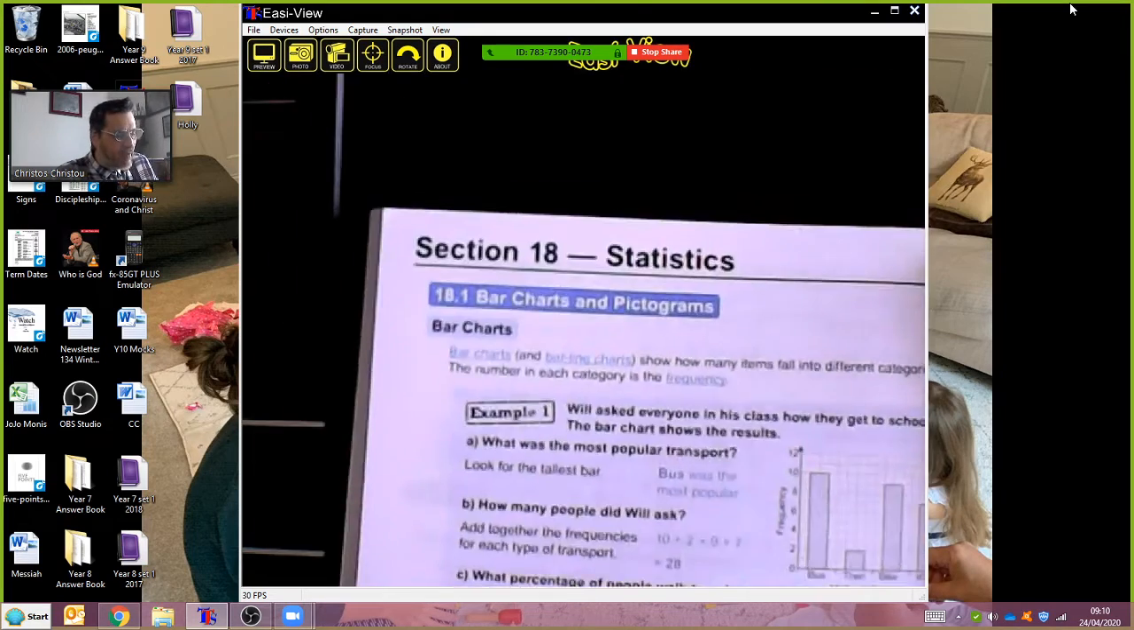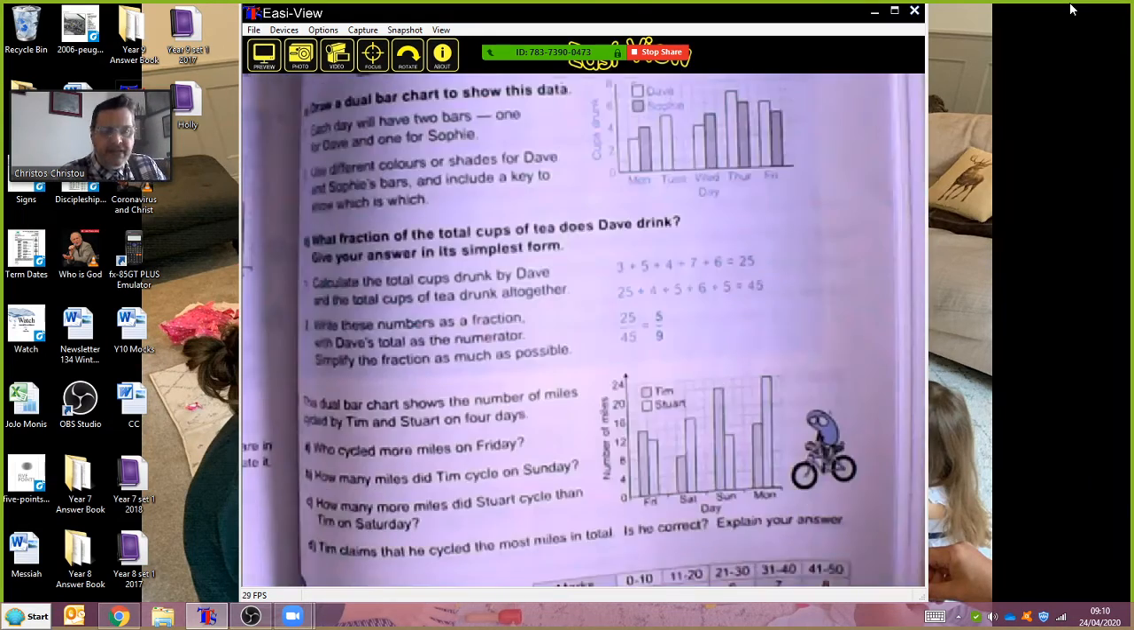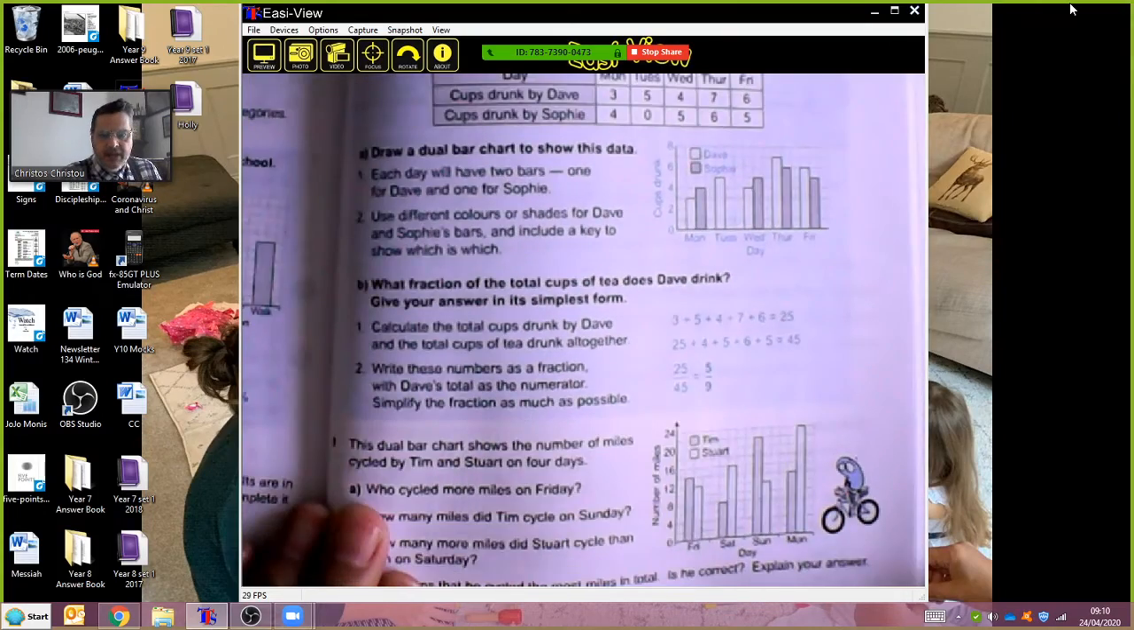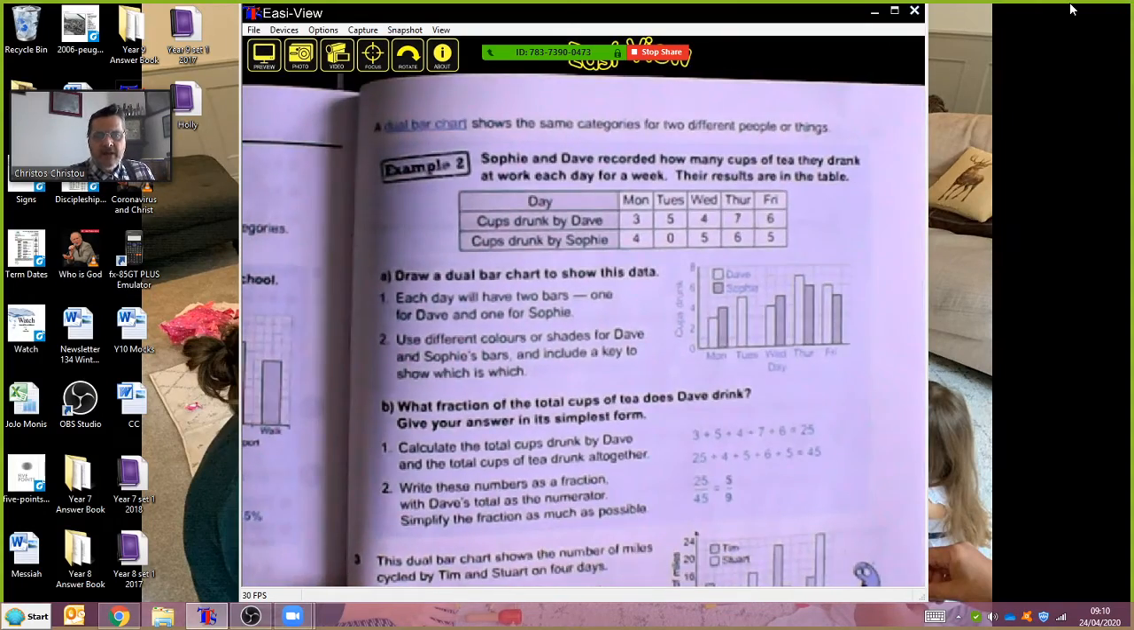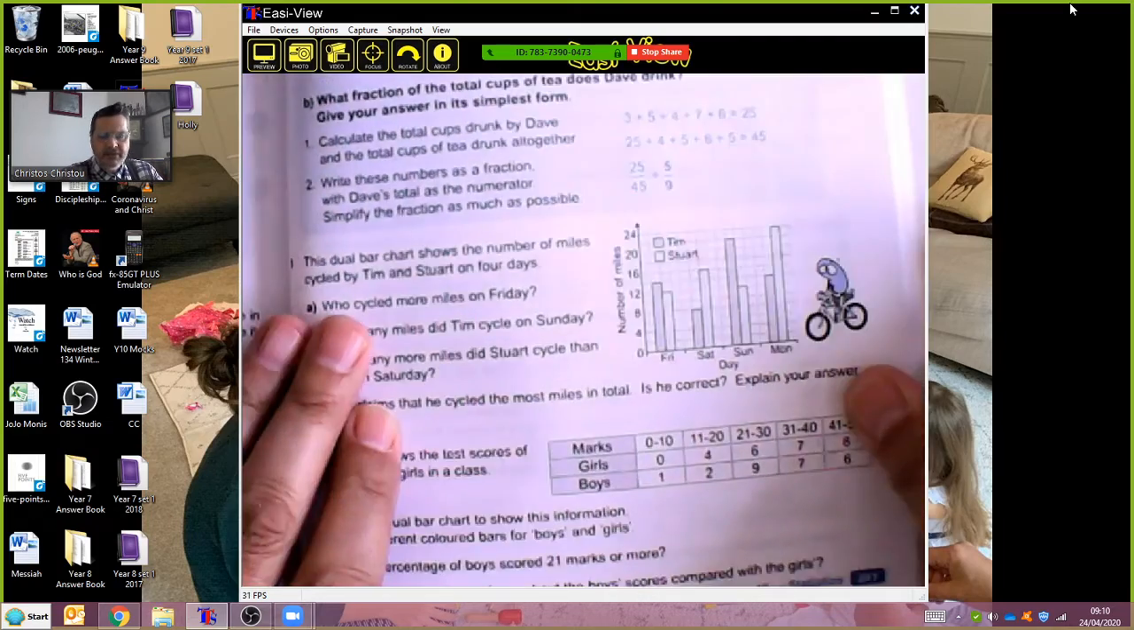Then we're going to go over to our more advanced charts. These are dual bar charts. These are more GCSE-like. Let's jump straight into a question.